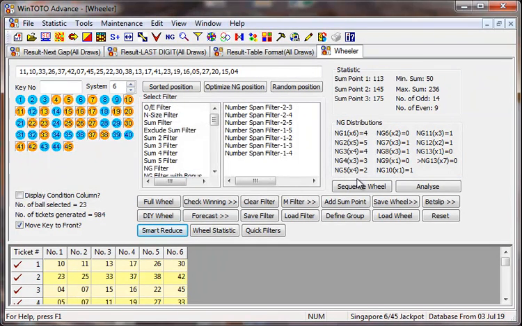Okay, so currently you can see that it reduces down from 2259 to 984. So what does it mean? 1476 minus 984, you cut down further by 492 tickets. In other words, you make another further saving of another 246 plus 391.